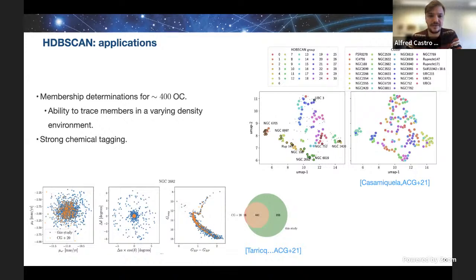Okay, so the difficult thing here is not to find clusters, because you will always find something with this kind of algorithm. The difficult part is to distinguish which are real and which are just chance. Okay, so next.